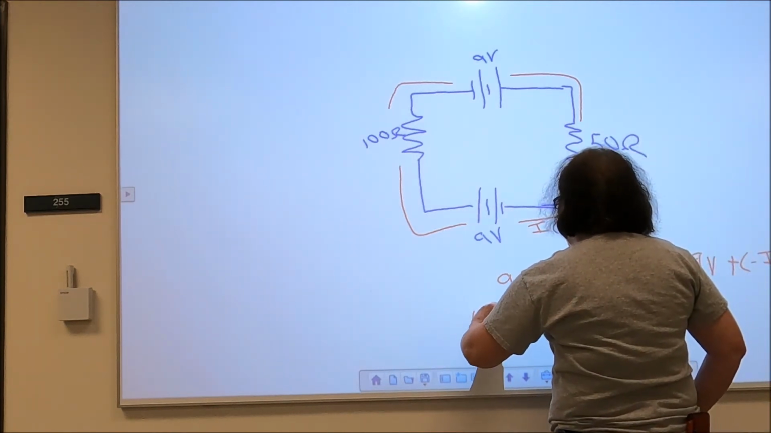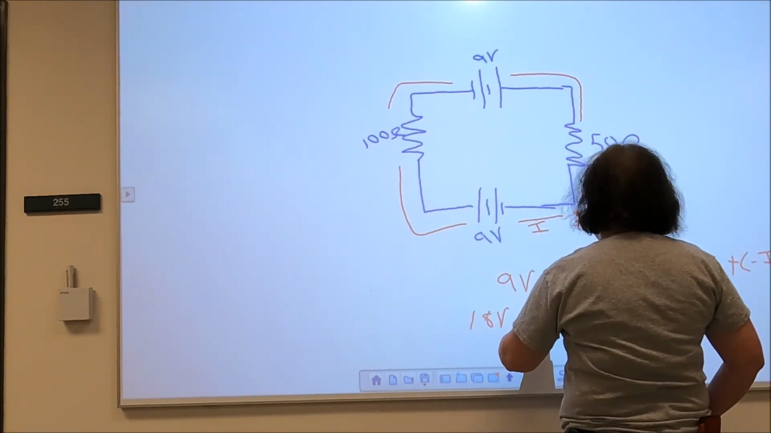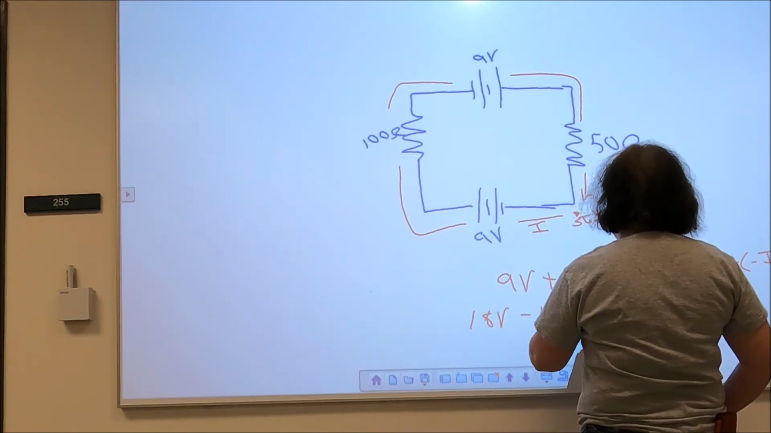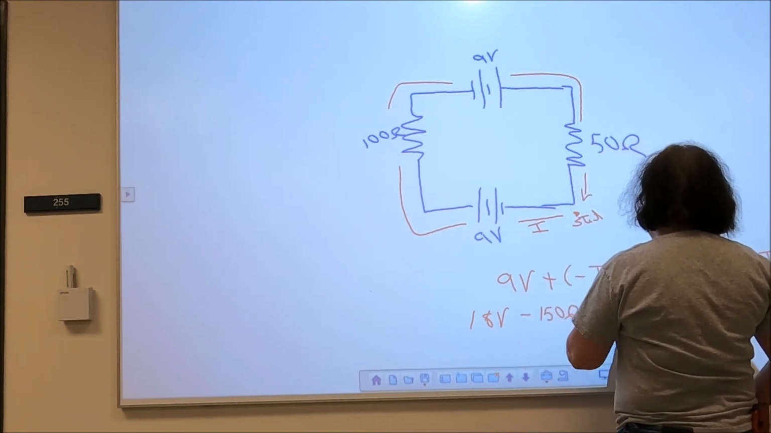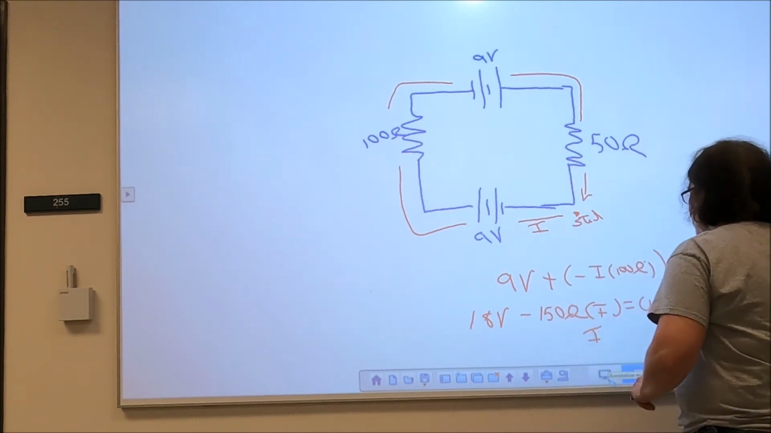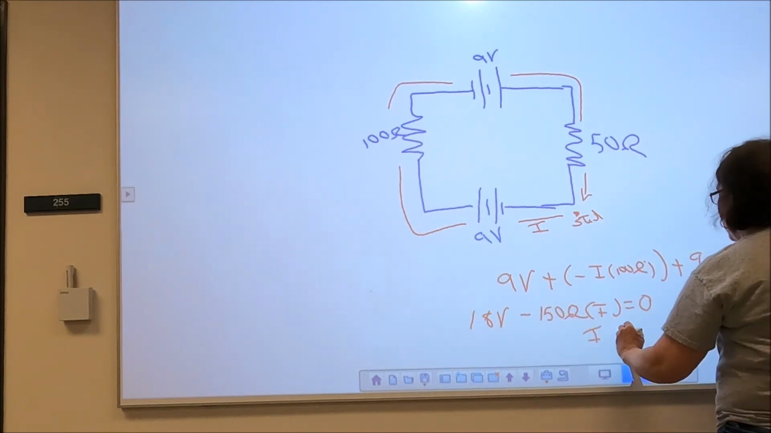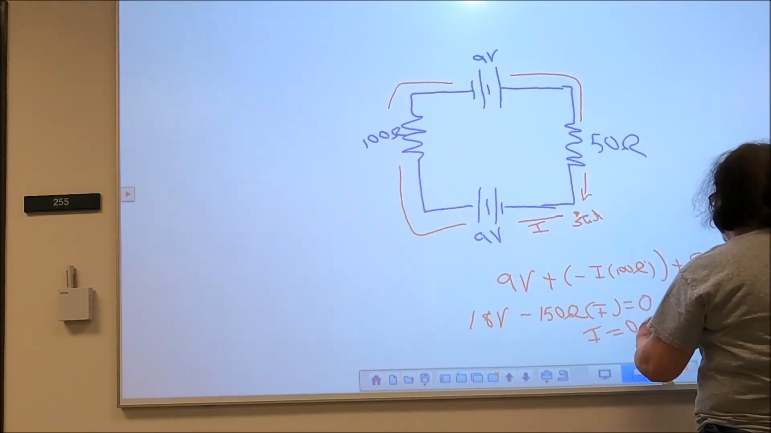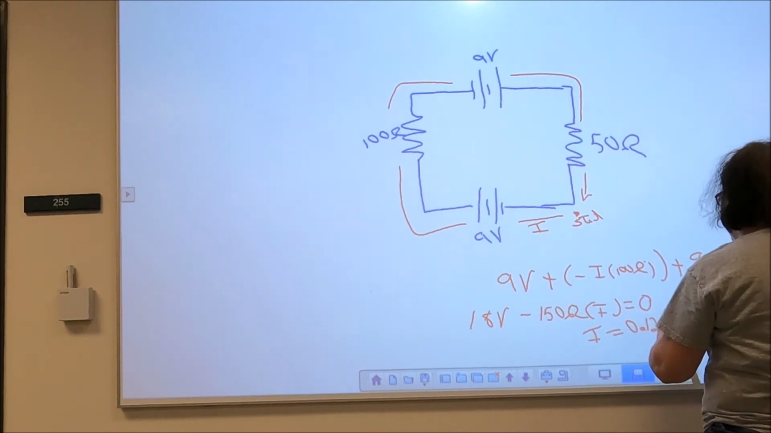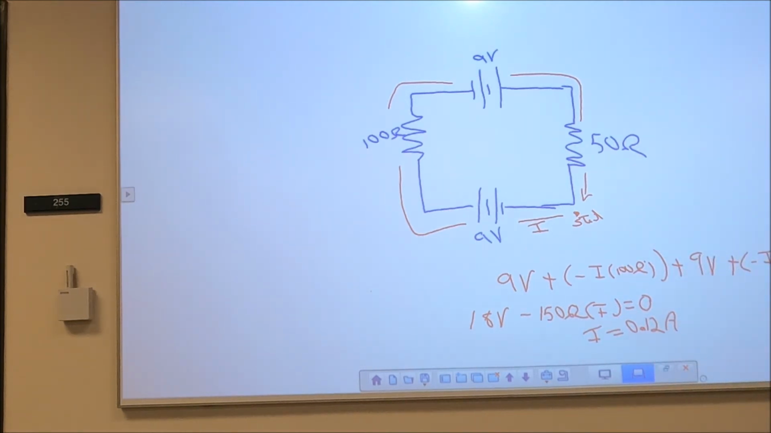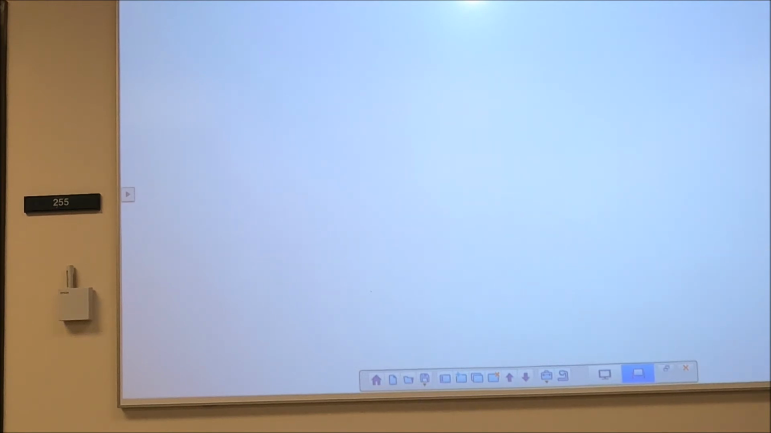So I have 18 volts minus 150 ohms times I equals 0. Solving this for I, I get 18 divided by 150. I get 0.12 amps. Not too bad, right?